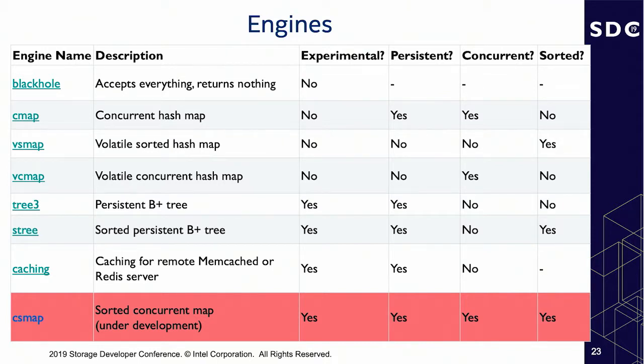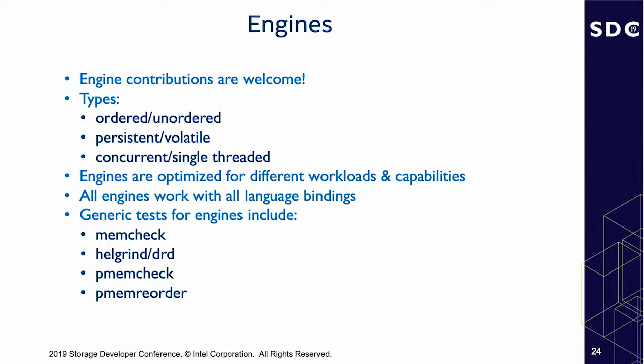But you can see there's a good number of engines here, and I would love, if those of you who are developers, pull requests, welcome. We'd love to see more engines, right? The more choices people have, the better. And each time we build an engine, we decide, is it persistent, is it volatile, is it ordered, is it unordered, is it concurrent? There are a couple single-threaded engines in there, and so on.